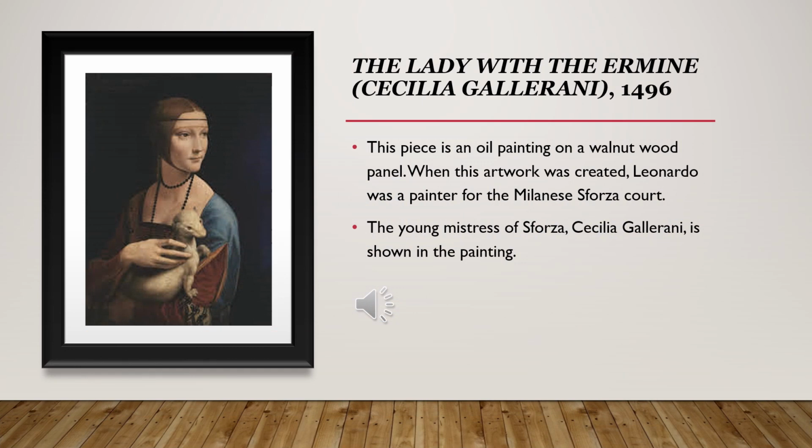The Lady with the Ermine, dated 1496. This painting is an oil painting on walnut wood panel. When this piece was created, Leonardo was a painter for the Milan court. The young mistress of Sforza, Cecilia Gallerani, is depicted in this portrait.